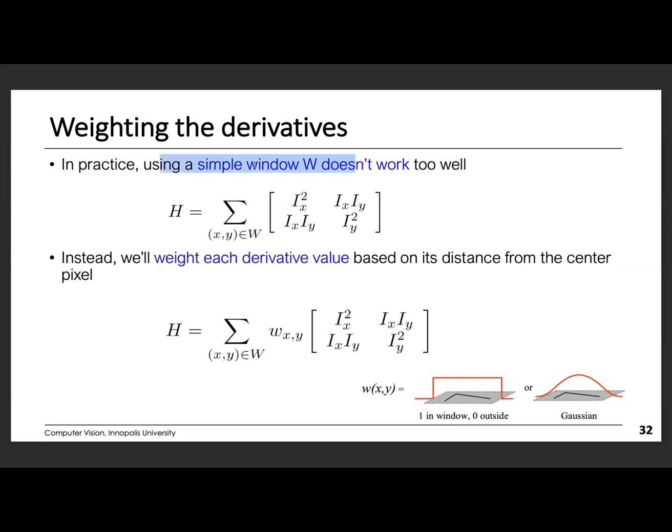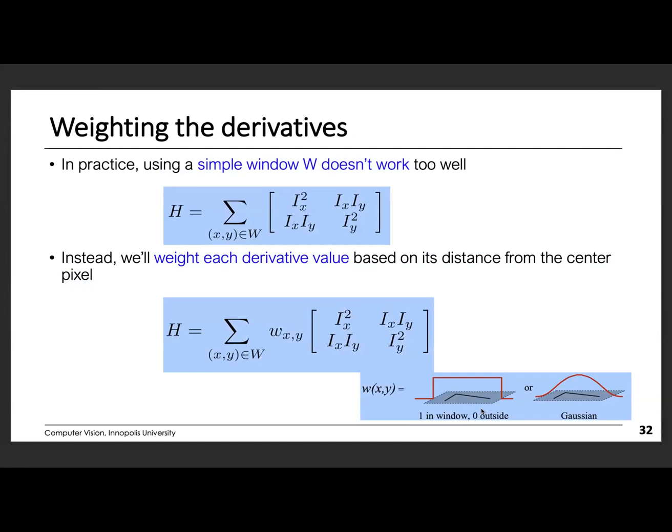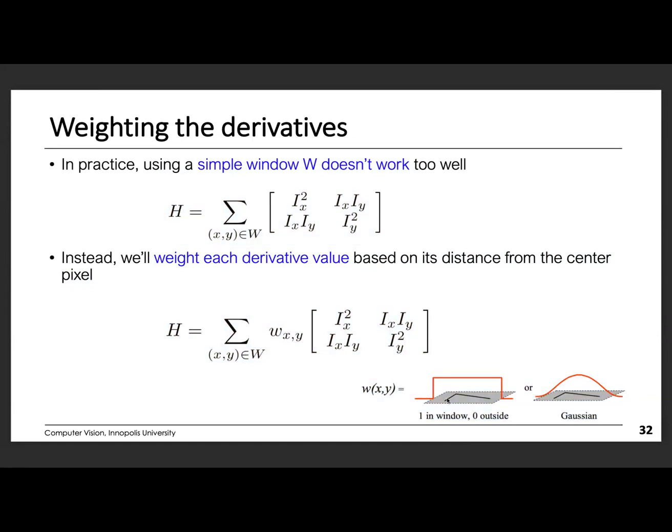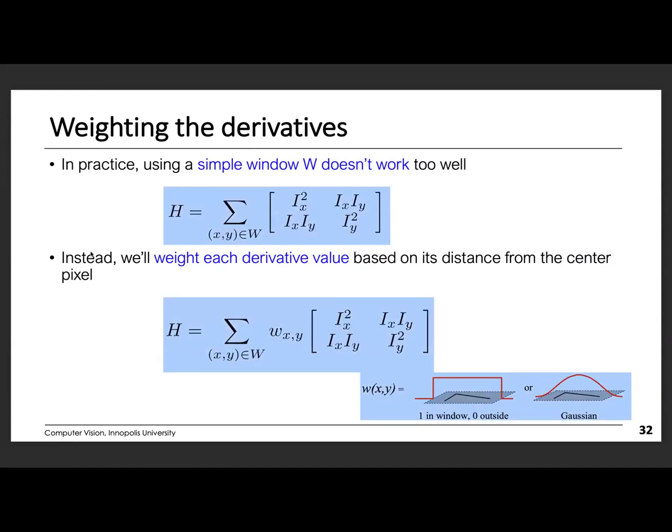In practice, we don't just include or not include the changes. What we could do is weight each derivative value based on its distance from the center of the pixels. Previously, W of xy was plus 1 inside the window. So if you're looking at a window of size 5 by 5, you would only consider the values inside those 5 by 5 pixels. Everything else will not be influencing the H matrix.